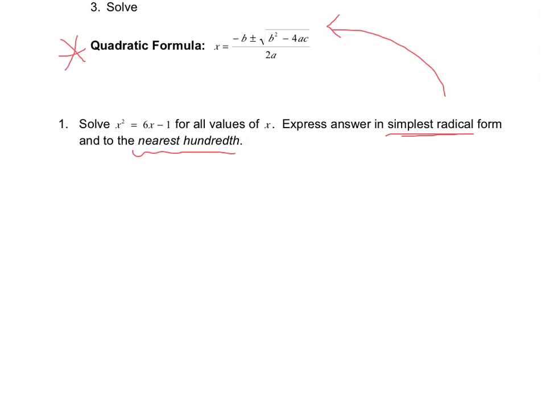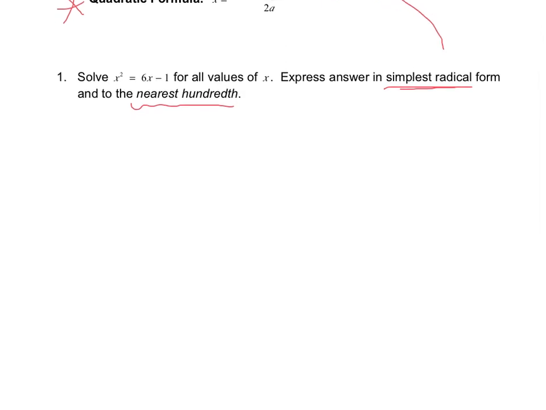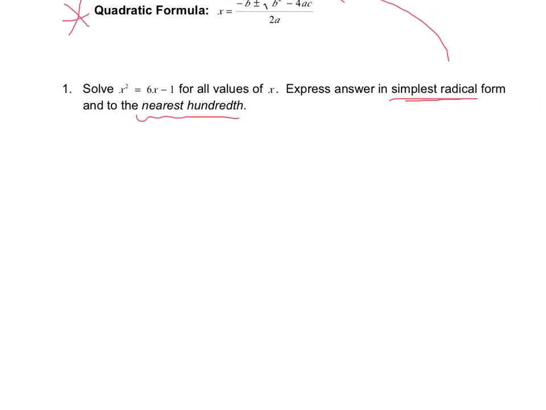Alright, so let's do number 1 together and see how well we do. First things first, as they say, we have to get it in standard form. So in order to get it in standard form, we're going to actually have to get one side equal to 0. Okay, so I'm going to subtract 6x and add 1 to both sides and end up with x squared minus 6x plus 1 equals 0. So I moved both of these guys here to this side here. Okay, so now it's in standard form.